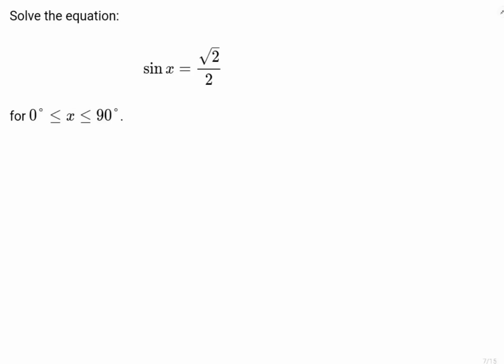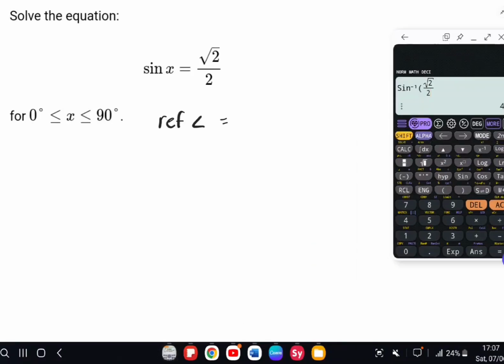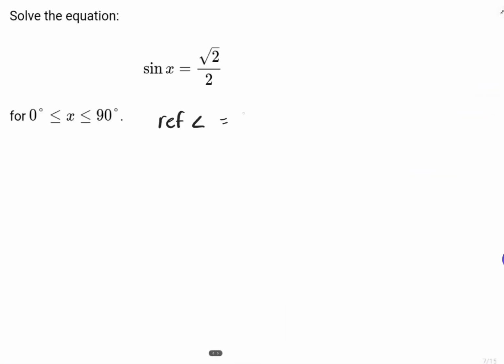So, we know that with the general solution, what I recommend is to get the reference angle first. What is the reference angle of this? If you go to your calculator and say shift sine root 2 over 2, you're going to get 45 degrees, right? Remember, with a reference angle, if this was a negative, you would ignore the negative and just say shift sine of this number without including the negative, right? But luckily, we only have a positive, so cool.